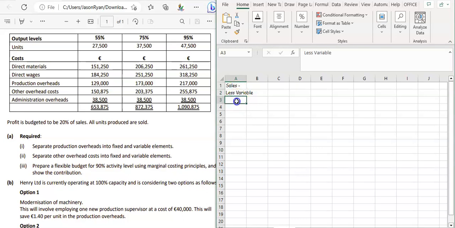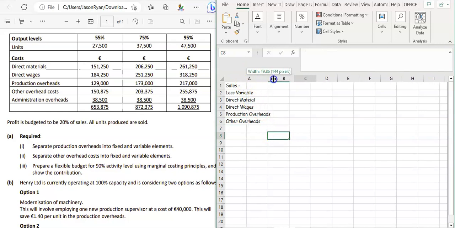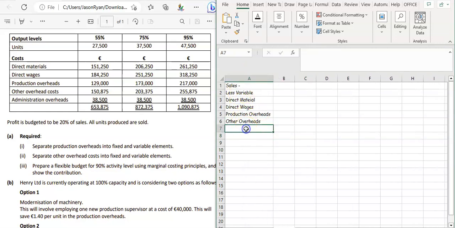Now your variable cost is made up of direct materials first, direct wages, production overheads, and your other overheads. So when we take your variable cost away from your sales, you're going to get contribution. And they've asked for that in the question.